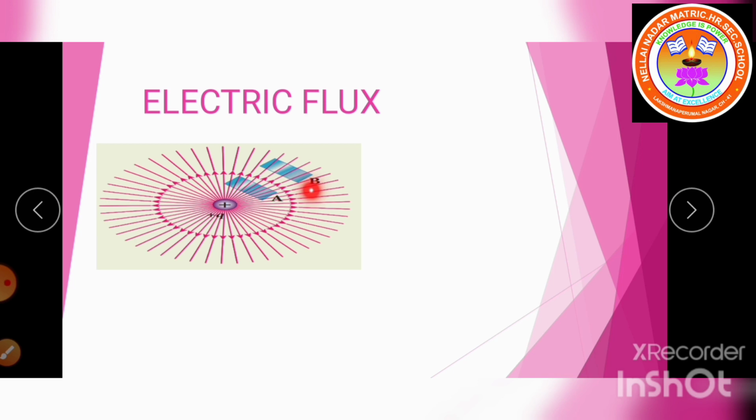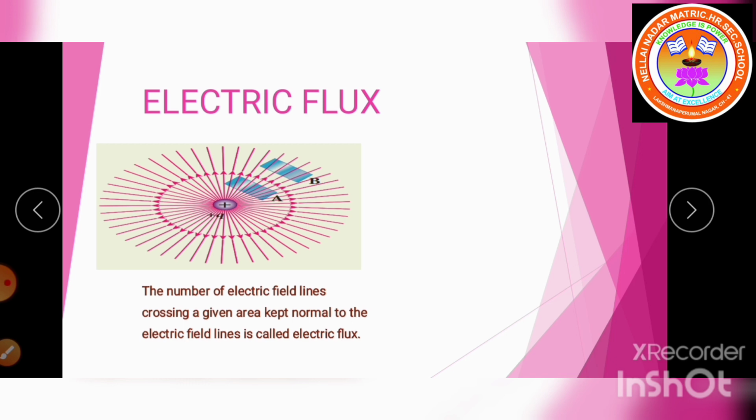You all know that already the electric field strength for a point charge decreases as the distance increases. Like that, listen children, the electric flux also decreases as the distance increases. So from this we can define electric flux. The number of electric lines crossing a given area kept normal to the electric field lines is called electric flux.